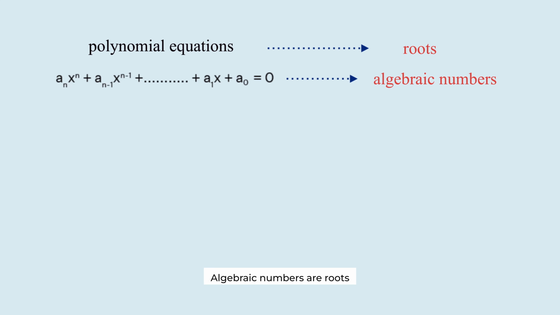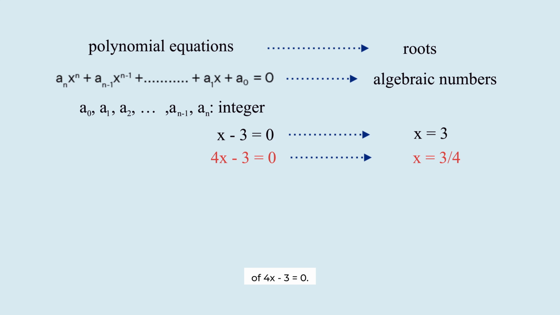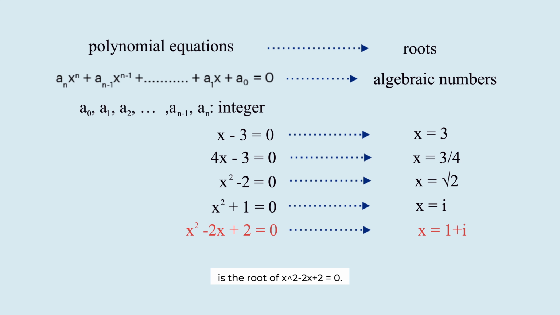Algebraic numbers are roots of polynomial equations with integer or rational coefficients. The number 3 is the root of the equation x minus 3 equals 0. The fraction 3 over 4 is the root of 4x minus 3 equals 0. The square root of 2 satisfies x squared minus 2 equals 0. The imaginary unit i satisfies x squared plus 1 equals 0. The complex number 1 plus i is the root of x squared minus 2x plus 2 equals 0.